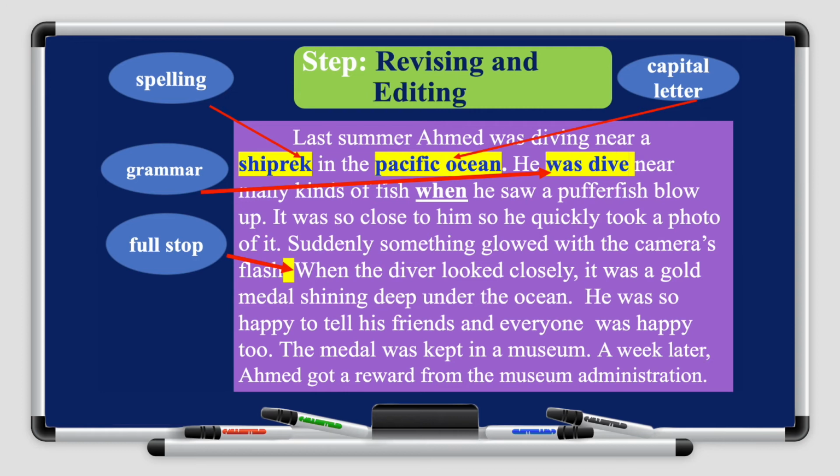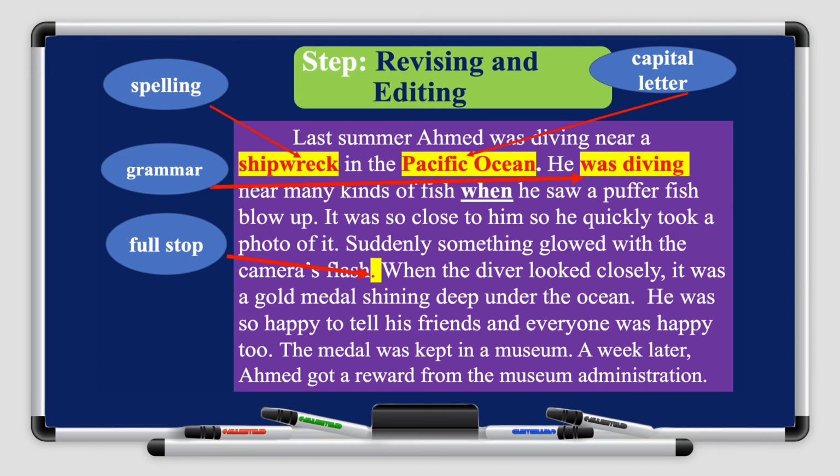Here, I'm going to read and I need you to listen and notice something. Suddenly something glowed with the camera's flash. When the diver looked closely, it was a gold medal shining deep under the ocean. Oh, I couldn't breathe. It's a very long sentence. So here I need to shorten the sentence with a full stop because there are two ideas. When we have two ideas, we put a full stop in the middle. So suddenly something glowed with the camera's flash. Full stop. When the diver looked closely, it was a gold medal shining under the ocean. So you notice here that I was reading it very comfortably and I wasn't trying to grasp for some air.